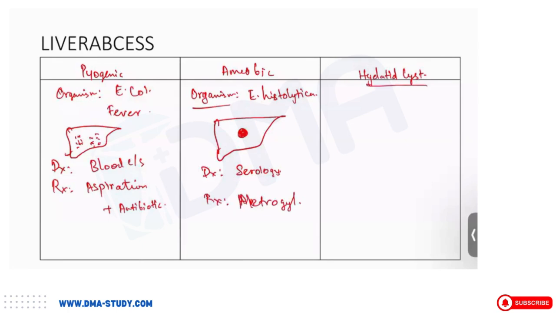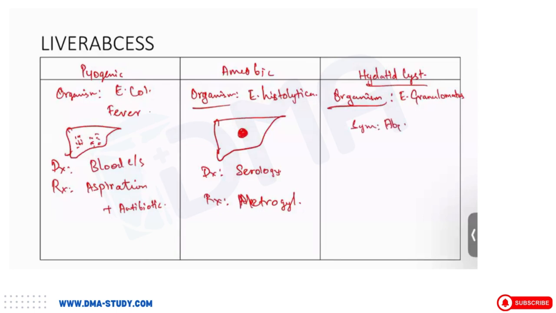Okay, and hydatid cyst organism, you should say, because it is important, you might have covered in surgery. What is the organism causing hydatid cyst? What is this, people? You have to say faster. Echinococcus granulosus. Echinococcus granulosus. So mostly associated with abdominal pain.